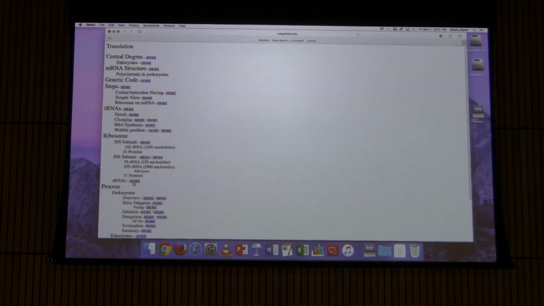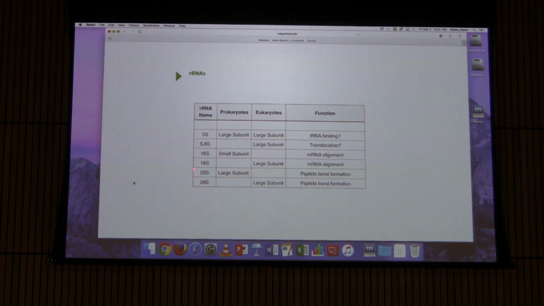Now, just before I came here, I discovered an error in the table, so I'll point out the error before I show you, and that is this should say the small subunit right here. Okay? It's not everything is found in the large. This is actually in the small subunit.